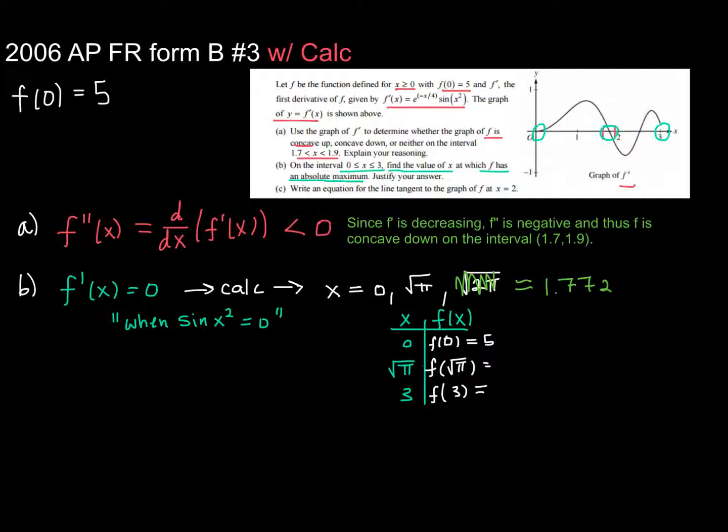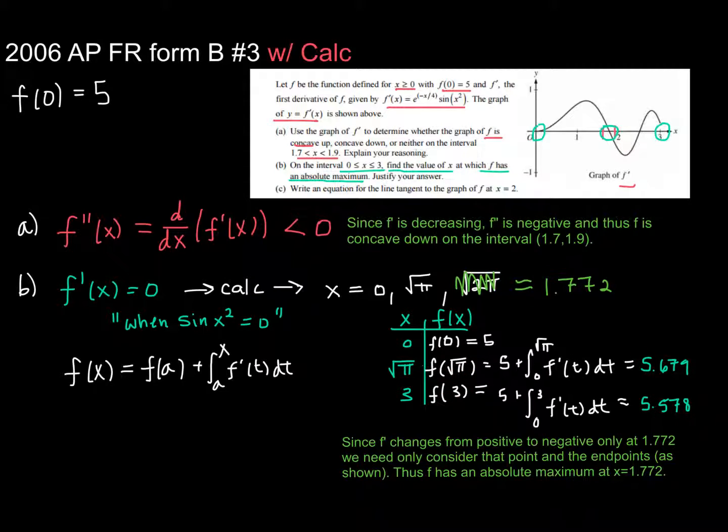What I need to do is use the relationship that my fundamental theorem of calculus gives me, which is, and I'll write it over here just so we remember. And in this situation, my initial condition is f of 0. I know f of 0, so I'm going to put in f of 0, which is 5, plus the integral from 0 to whatever the input value is of my derivative. So for square root of pi and 3, the value of f at those points will look like this.